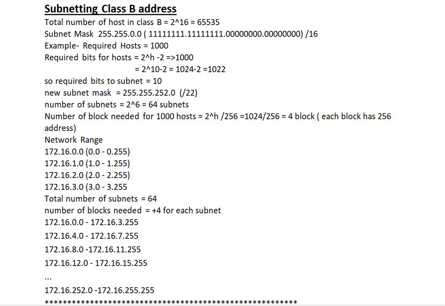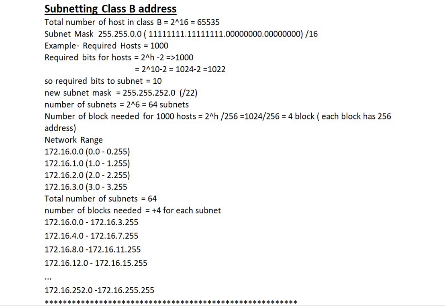In today's session, we will talk about subnetting Class B IP addresses. As we have seen in the previous session about IP addressing and subnetting, we have taken the example of a Class C address. But in a Class C address, we have only one octet for host representation, so we see the maximum is only 254 hosts.